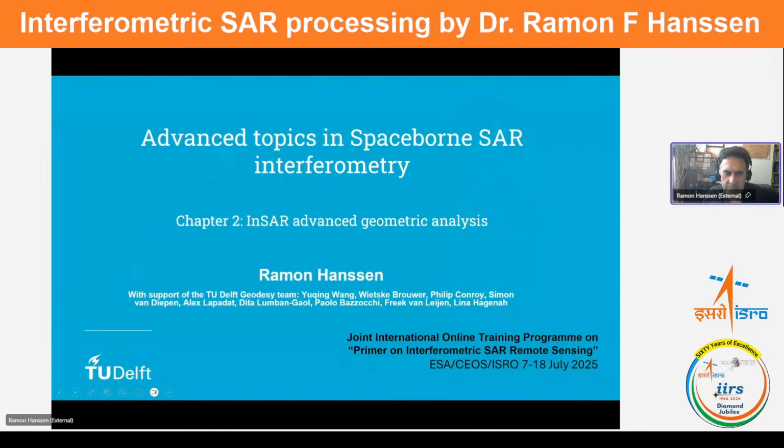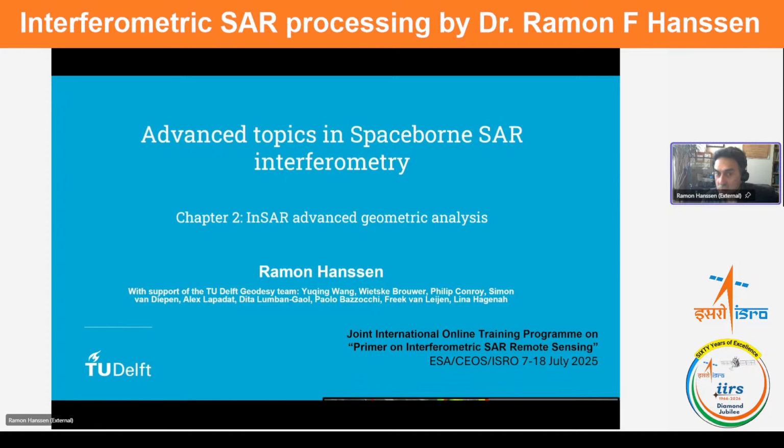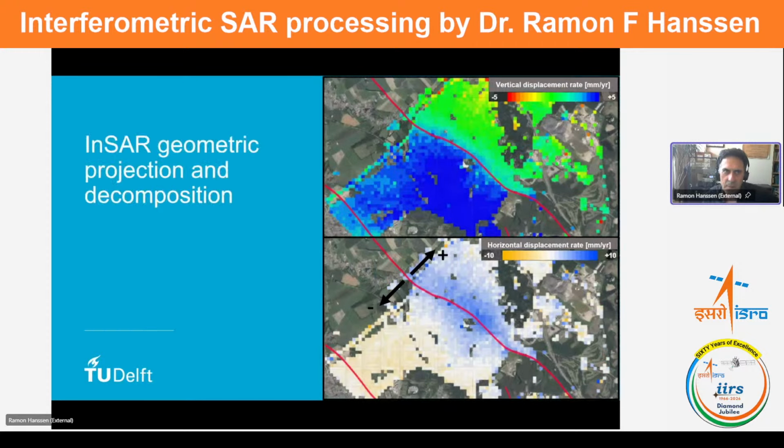So I would like to talk about the geometry of InSAR now. And here I will go a little bit more in depth. So the previous lecture was a bit more on a higher abstraction level. Here we go a bit more into the equations. But also I try to come up with some new things. So InSAR geometric projection and decomposition. That is what I will talk about, the geometry of the whole thing.